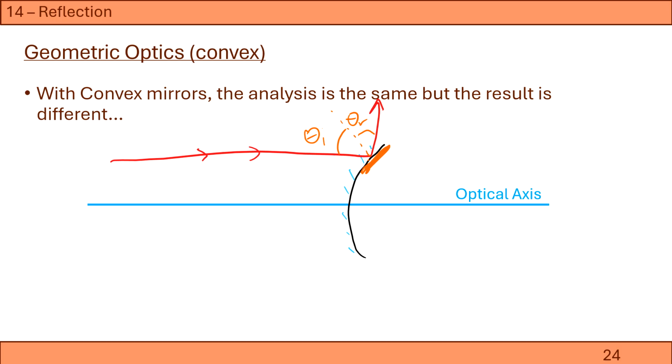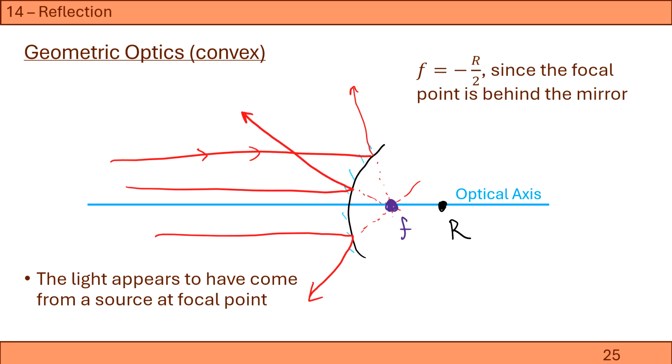For convex mirrors, the analysis is the same, but the results are a little bit more funky, right? So we still have light that's parallel, but it's going to be reflected not really towards a certain direction, more like away from a certain direction. And we can do the same thing. We have a bunch of light rays. They will all reflect in a different direction. And so a bunch of light rays will go away from a certain point, which we'll still call the focal point. All that light will appear to have come from a source of light.